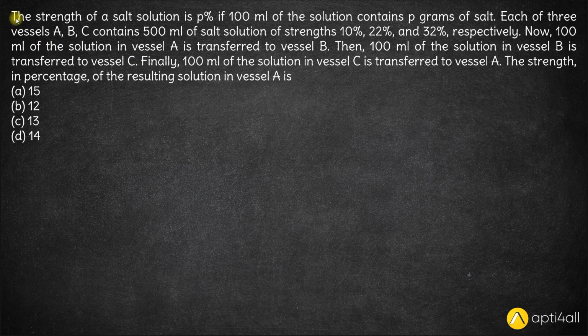Hi, here we are given the strength of a salt solution is P% if 100 ml of the solution contains P grams of salt. Standard sort of definition. Now each of these vessels A, B, C contains 500 ml of salt solution. So we have three vessels A, B and C. Each of these vessels has 500 ml total quantity.